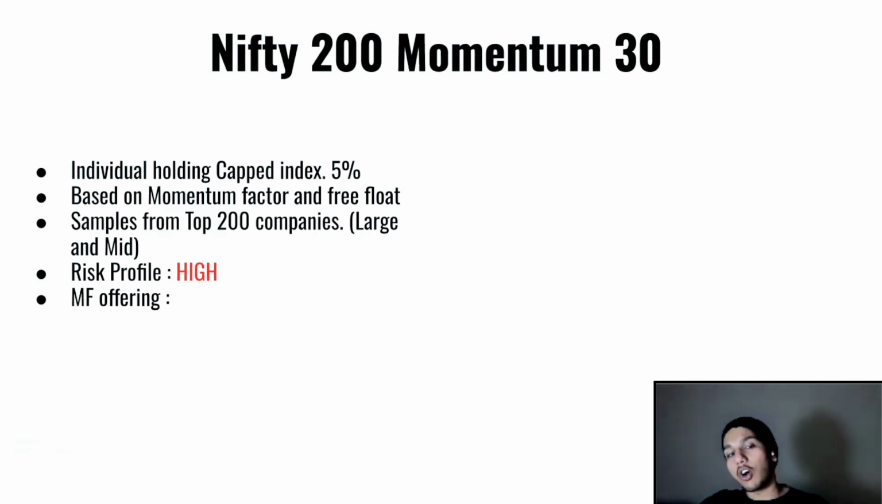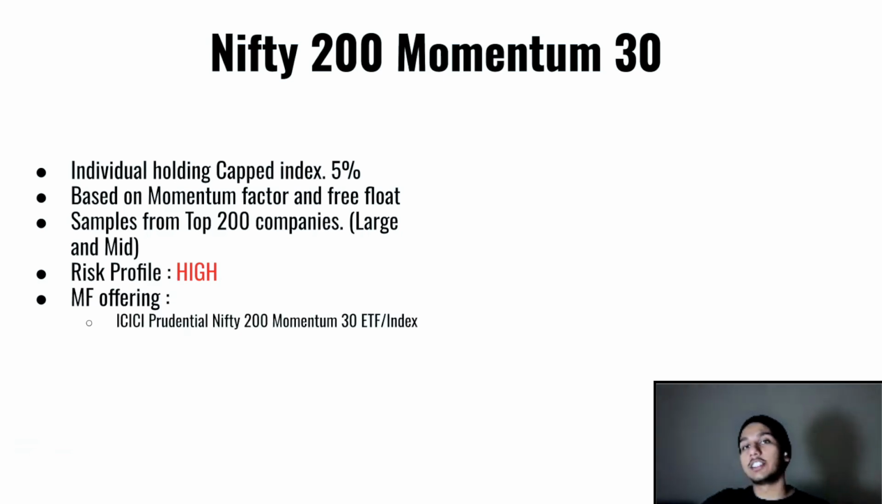The mutual fund offering this particular index is ICICI Prudential Nifty 200 Momentum 30, in ETF form or in index form. Now, the expense ratio of this particular index is relatively more than Nifty 50, but it's still less than most of the actively managed funds.